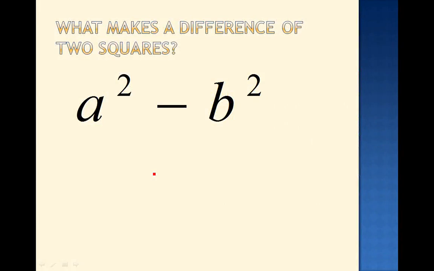What makes a difference of two squares? Well, this is a binomial. A difference of two squares will always be a binomial because by definition it's two terms, and specifically the binomial will have a minus sign in between the two terms. So first a binomial, second a minus sign, and third the two terms will be perfect squares.